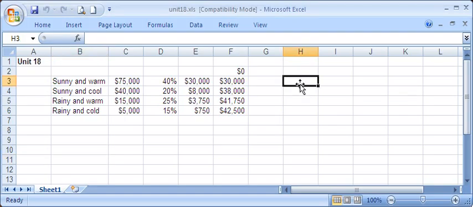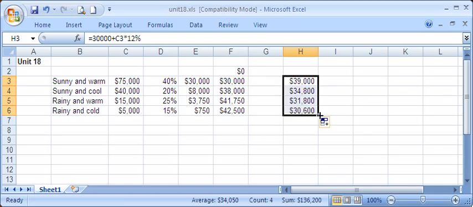Here's the cost of putting on the concert in each of the 4 different weather conditions. The cost is always $30,000, plus we need to add another 12% of the ticket sales. Here are the ticket sales. Here's 12% of them. So in this case, the cost of the concert will be $39,000, and here's the cost in the other 3 cases.